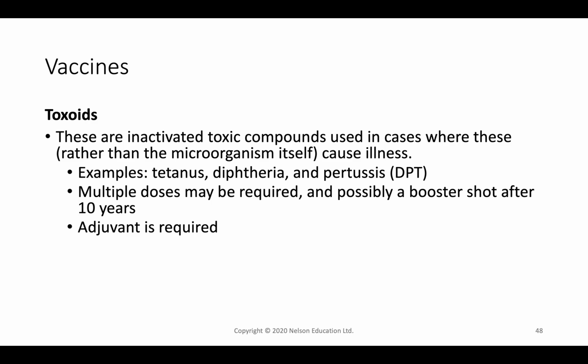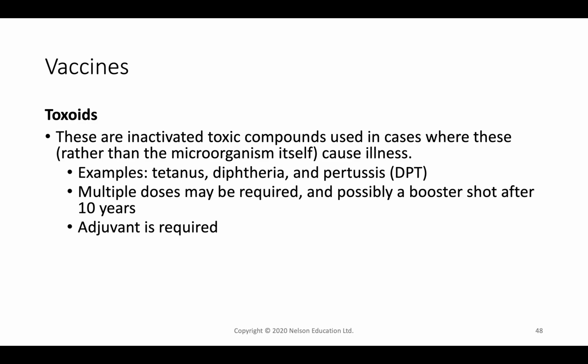Some other types of vaccines are toxoids. So these are toxic compounds that are inactivated, but they're similar to the microorganism itself. So instead of giving you the actual microorganism, we give you toxic compounds that the microorganism produces that cause illness, so that when we encounter these microorganisms or the compounds that the microorganism produces, we're able to actually realize that we are infected and go and attack it.